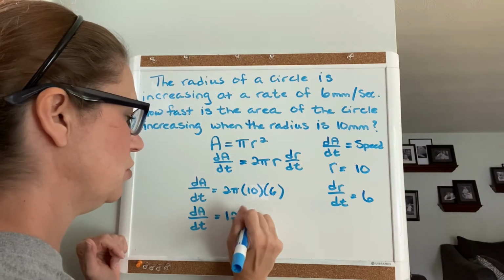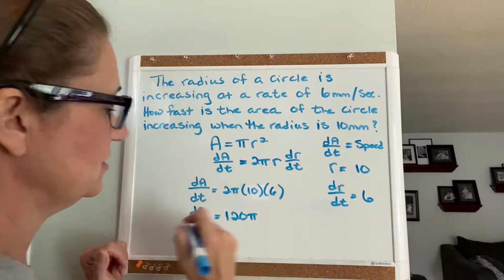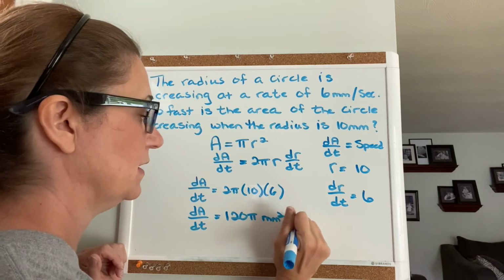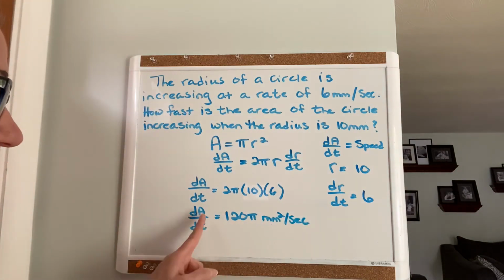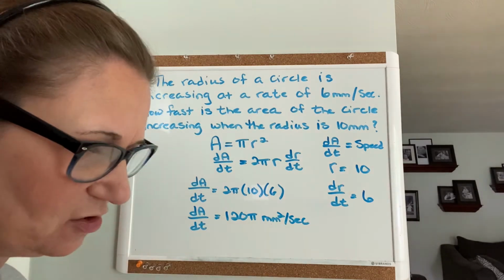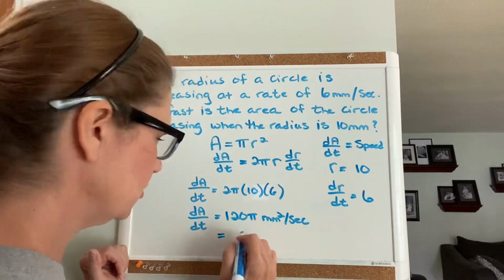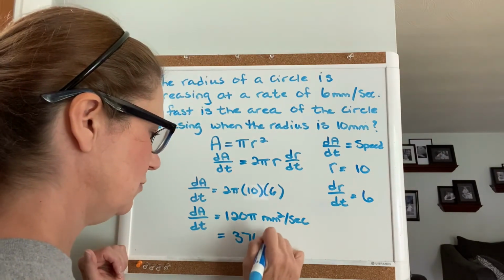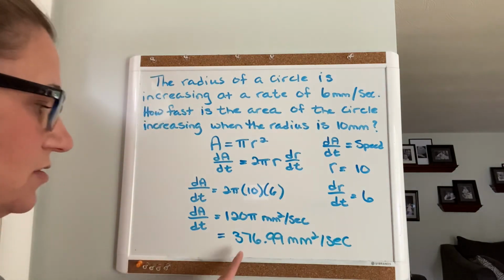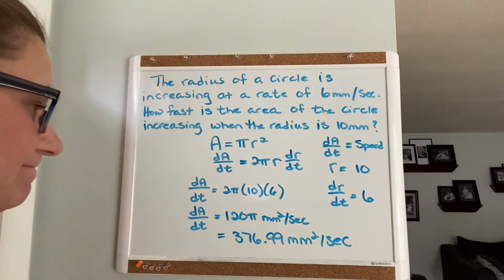So dA/dt is 2 times 10 is 20, times 6 is 120. So you get 120 pi. That's your exact answer. So the area is changing at 120 pi millimeters squared per second. And keep in mind it's asking for the rate of change in the area, so you have to have millimeters squared. If we go one step further and actually find that on the calculator, it comes out to 376.99 millimeters squared per second. So that's the rate of change or the speed of the area of that circle.